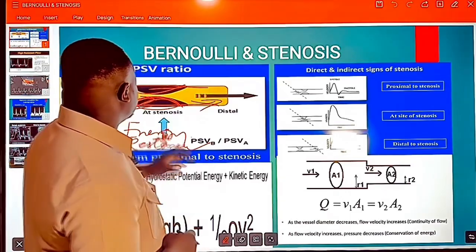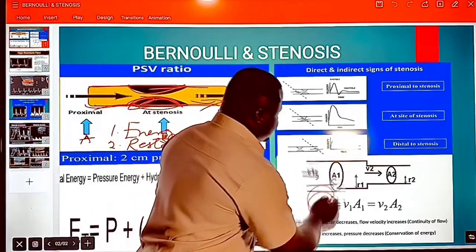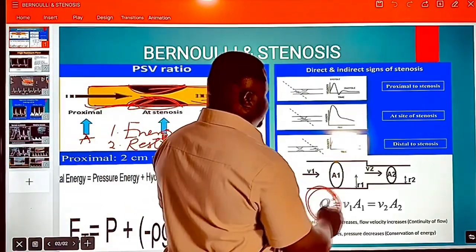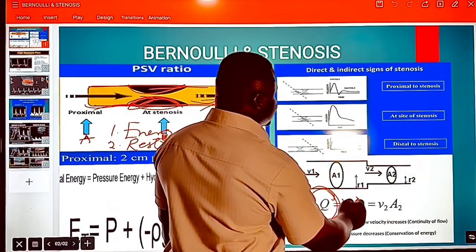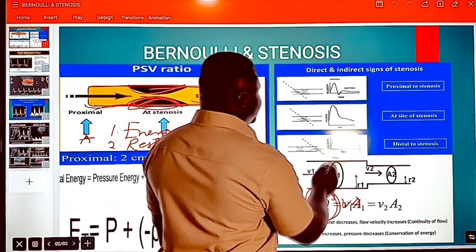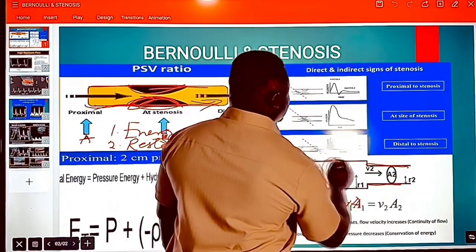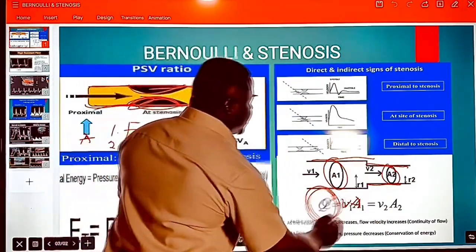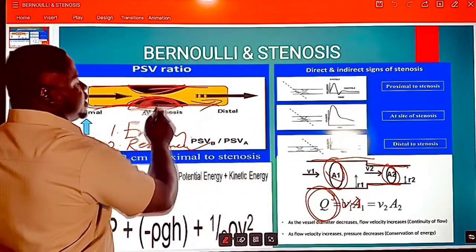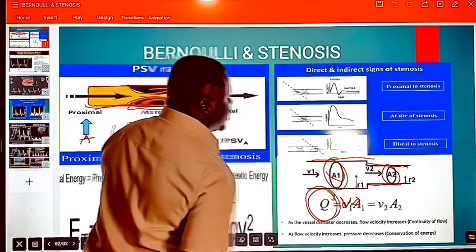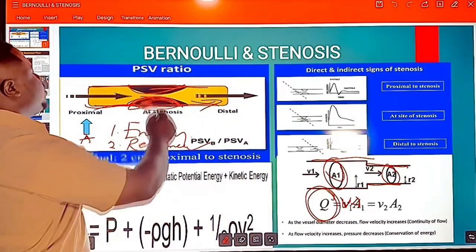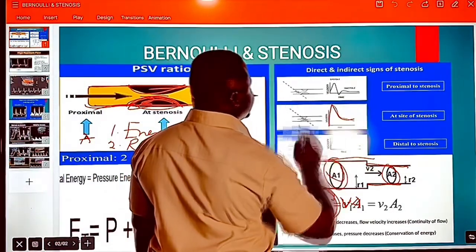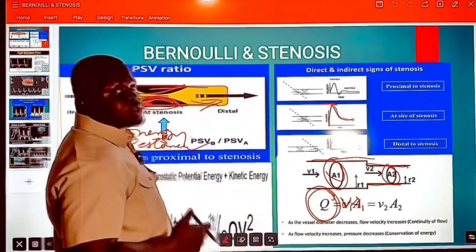Now that leads us to what? The continuity equation. It explains that flow is equal to the velocity times the cross-sectional area of the vessel. So look at these two vessels here. There's area reduction here, and that is what Bernoulli is saying: if there is area reduction, as we are seeing here, it should be accompanied by what? An increase in velocity. So at the point of stenosis here, we are going to see an increase in velocity. The peak systolic velocity is going to increase.